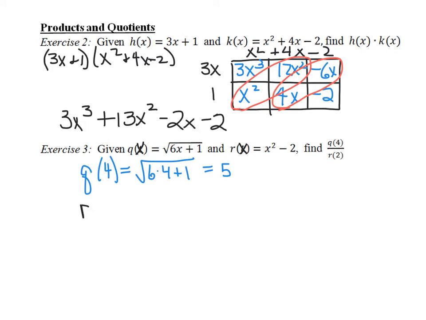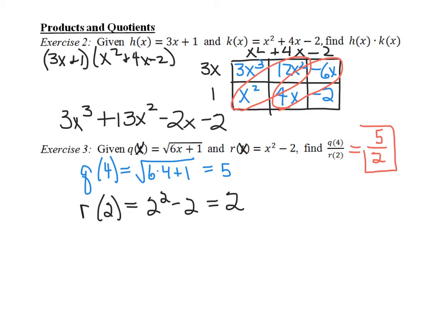When we do r of 2, use 2 for our input in the r function. So 2 squared minus 2 gives me an answer of 4 minus 2, which is 2. So when we substitute these into our quotient, q of 4 is equal to 5, and r of 2 is equal to 2. So the quotient of q of 4 and r of 2 is 5 over 2, 5 halves.